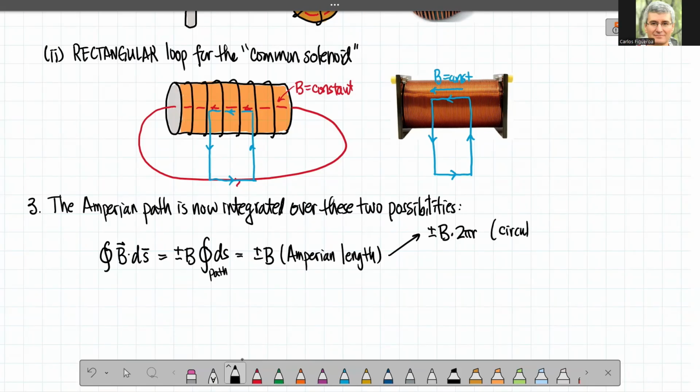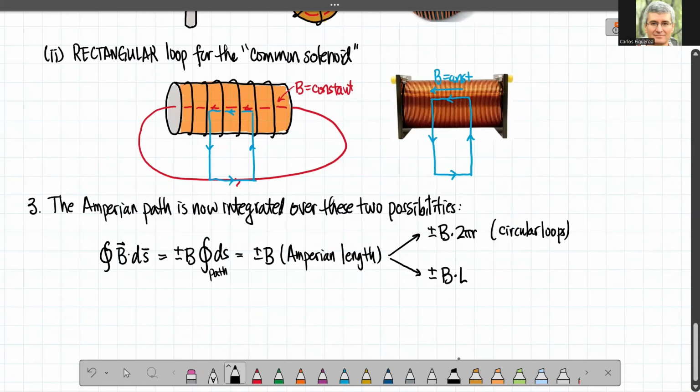That's got to be for circular loops. And it turns out that we're only going to integrate over one segment of the line of the rectangle. What we typically do is integrate over the line where the B field is a constant, which is inside. So this would be plus or minus B times L, and this is really over a straight line and not a box.